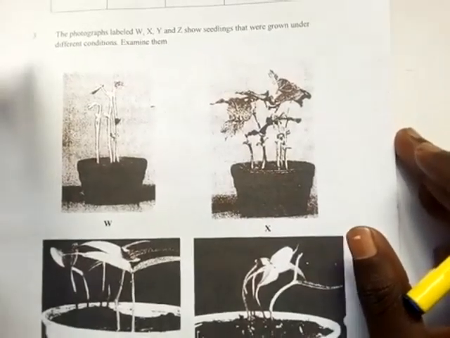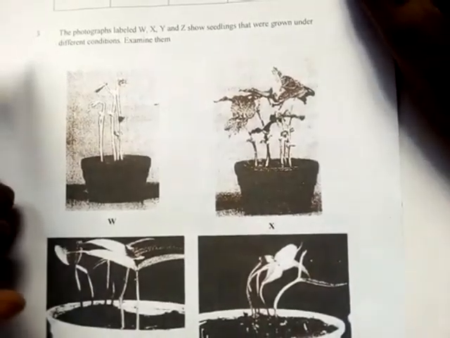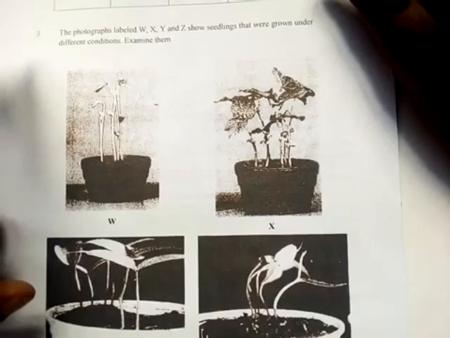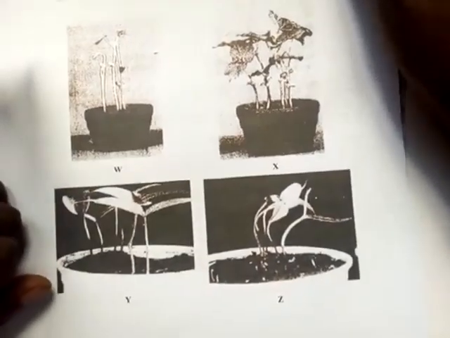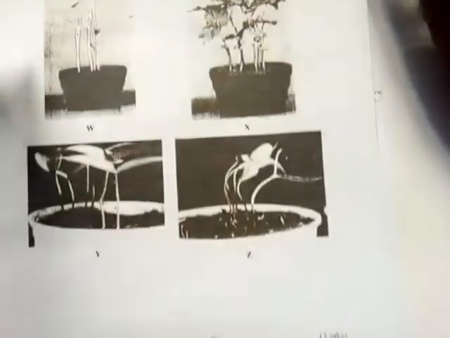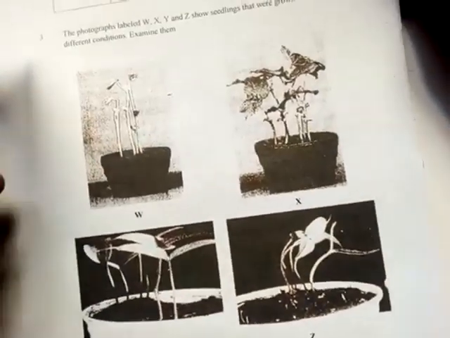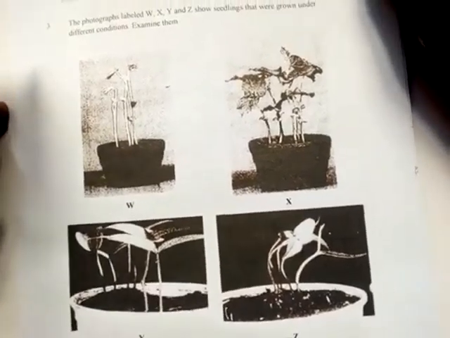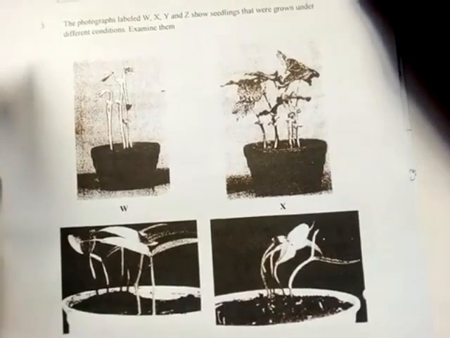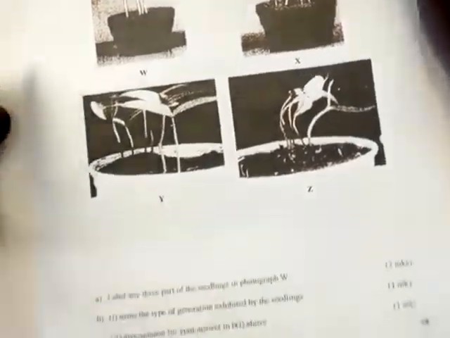Then question 3. The photographs labeled W, X, Y, and Z show seedlings that were grown under different conditions. We are told to examine them carefully. Then you are told to label any 3 parts of the seedling in part W. Now you should be able to know the parts of the plant. This is a bean. You should be able to label them.